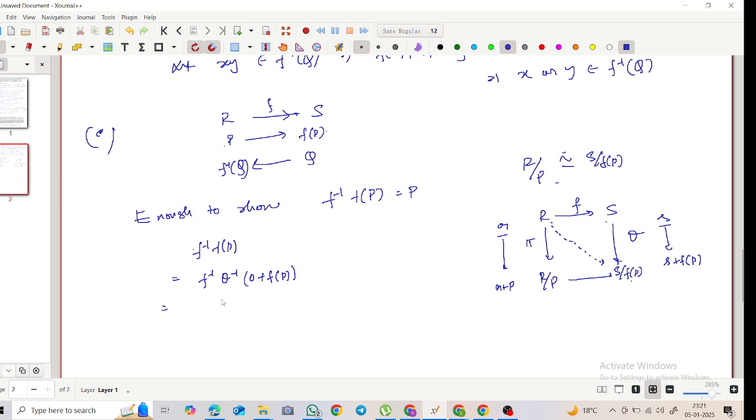What is F inverse compose theta inverse? That is theta compose F whole inverse of 0 plus Fp, right? And theta compose F was, call it G.